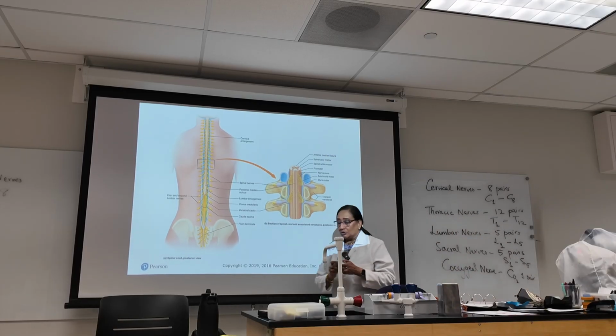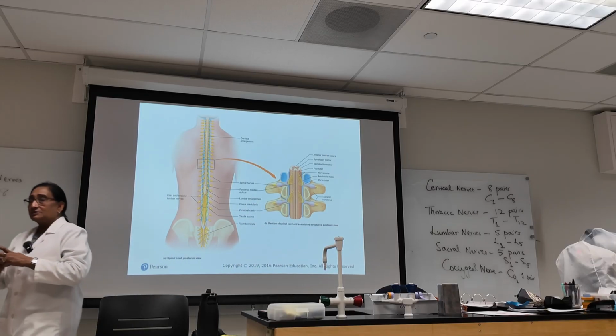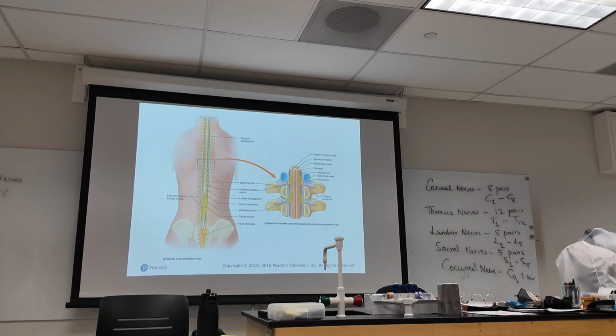Okay, so cervical nerves, they come out between each of the cervical vertebrae. Thoracic nerves, T1 will come out between T1 and T2, T2 will come out between T2 and T3. So every nerve pair is going to come out between the vertebrae.